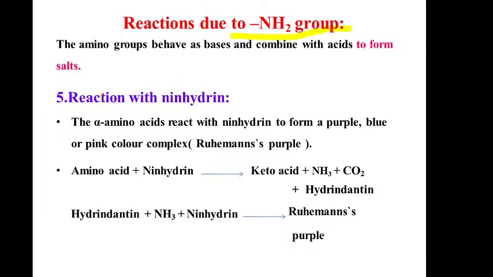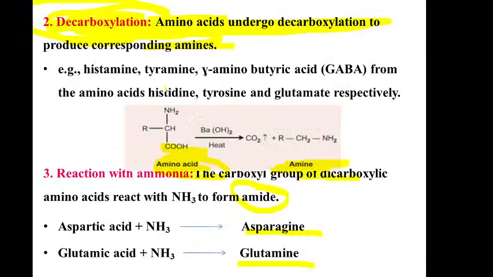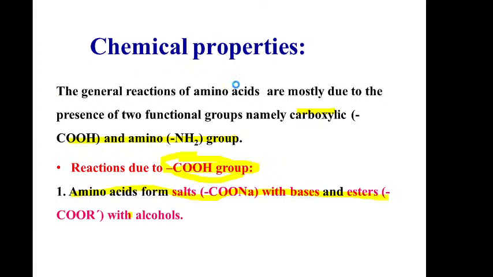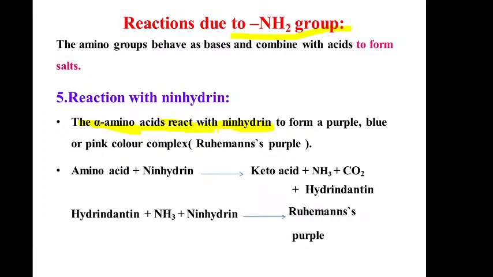Now another is the reaction with ninhydrin. What is basically ninhydrin? Amino acids react with ninhydrin. This is again a chemical property. The amino acids react with ninhydrin to form a purple, blue or pink colored complex, which is known as Ruhemann's purple. So this is the reaction of the amino acid with ninhydrin, and we get a colored complex.